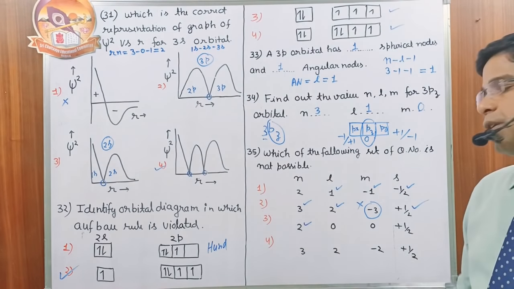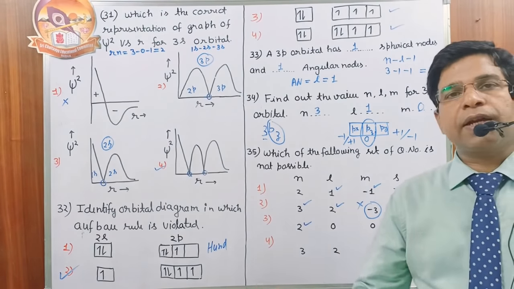Then second shell. In the second shell, values of l are 0, 1, 0 is given, it is correct. If value of l is 0, then value of m is also equal to 0, that is also correct. And electron may have +half spin, so this is totally correct. Then check the fourth option. If value of n is equal to 3, possible values of l are 0, 1, 2. 2 is given here, it is correct.